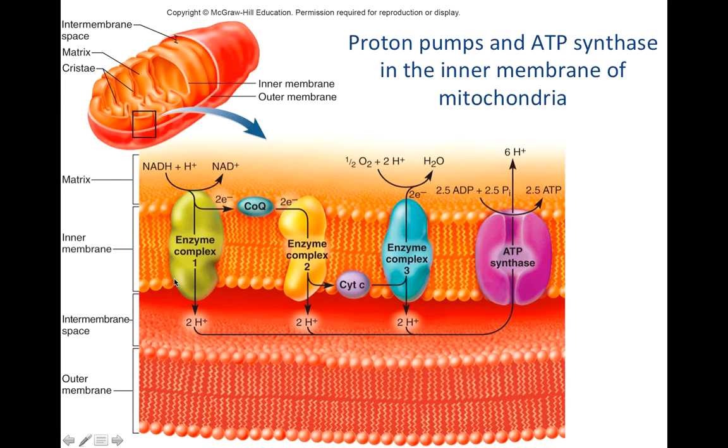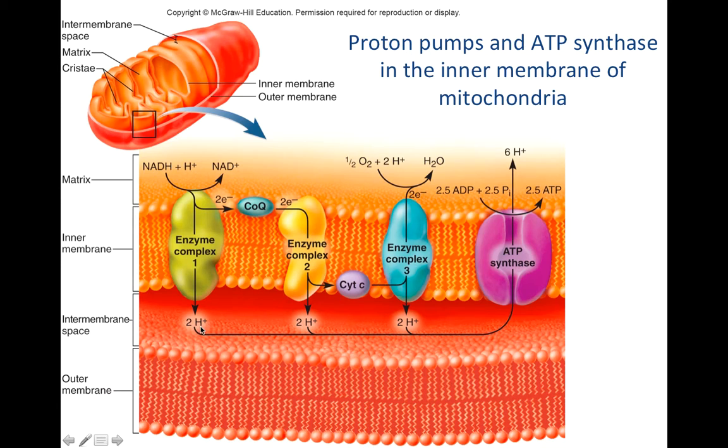So here is your first enzyme complex. And you can see these reduced coenzymes are donating their electrons, giving them to this electron carrier right here. These two electrons right here, 2e-, are your electrons. As these move from NADH plus H+ to this CoQ right here, which is an electron carrier, you release energy. This energy is used to fuel this enzyme complex, which acts as a proton pump. And so that's why you see these two H+ right here.